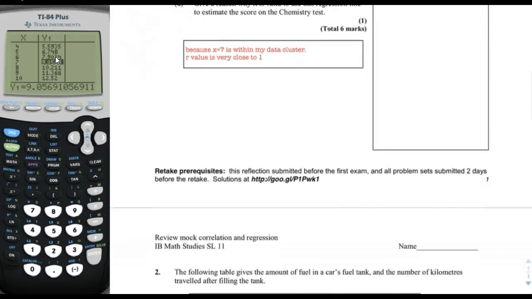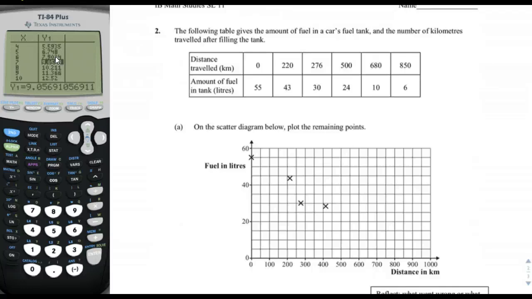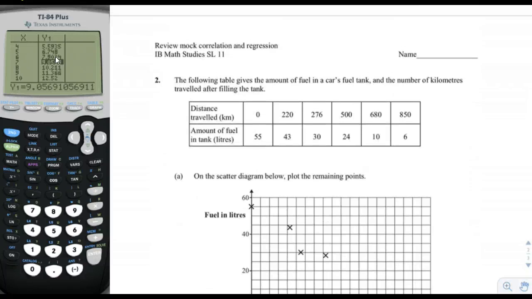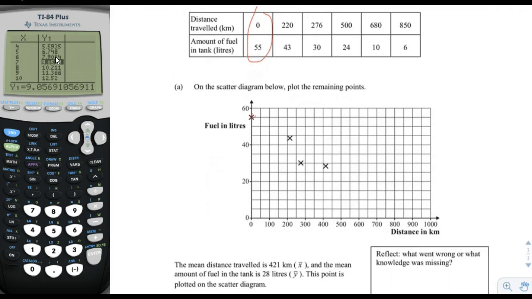Okay. Number 2, the following table gives the amount of fuel in a car's fuel tank and the number of kilometers traveled after filling the tank. On the scatter diagram below, plot the remaining points. Okay, so let's see what they got so far. 0, 55. And they have that. It's right there. 220, 43. They have that. 276, 30. There's that.